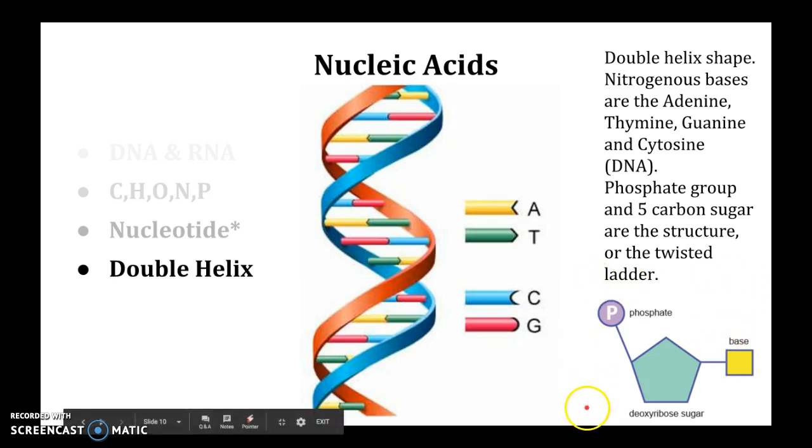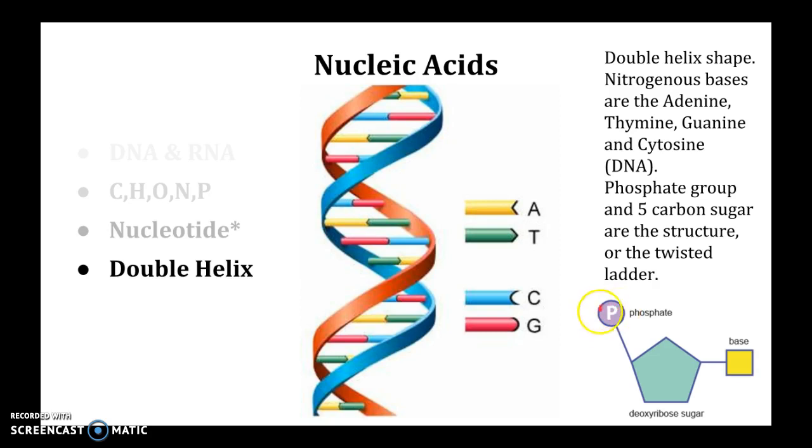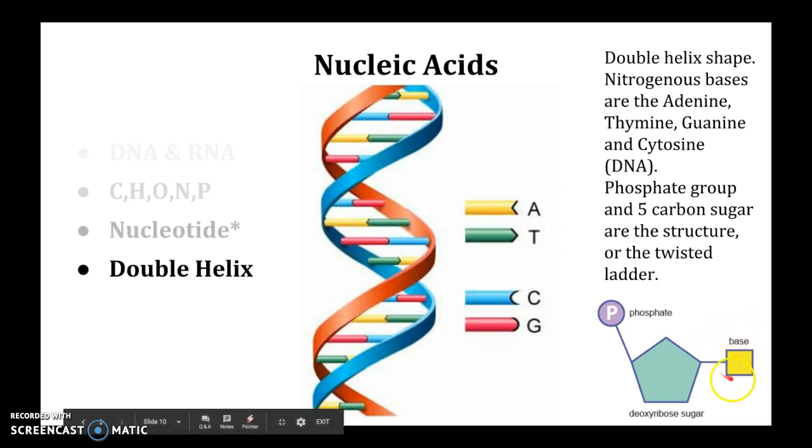This image here is a simplified version, and it makes it very easy to understand that nucleic acids are made up of a phosphate group, a sugar, and a base, and that the base changes based on which nitrogenous base this nucleic acid would be representing.